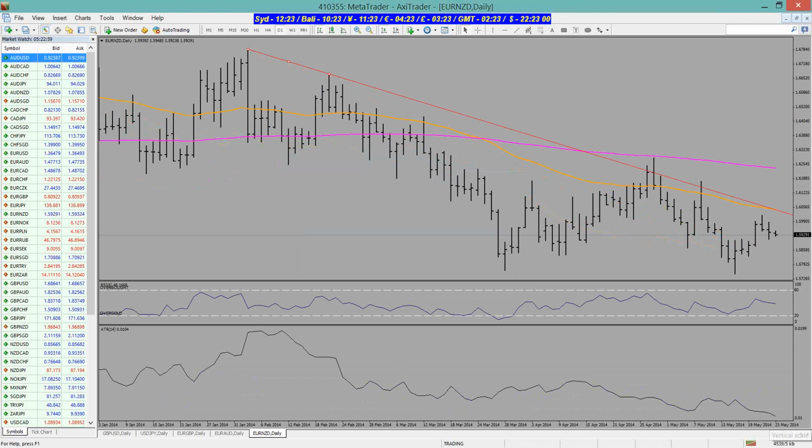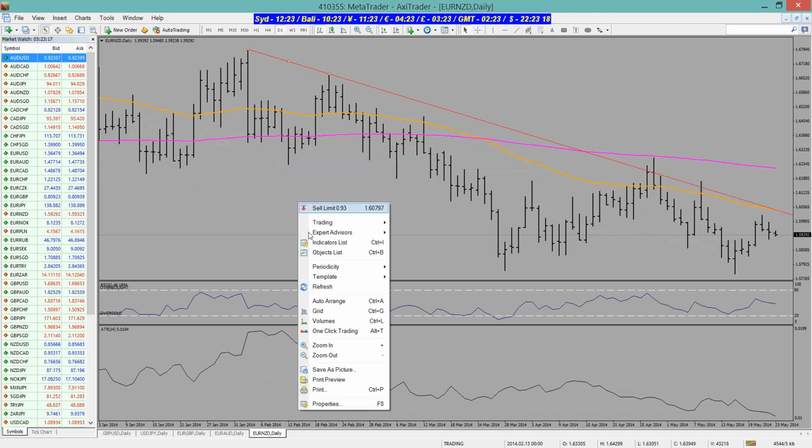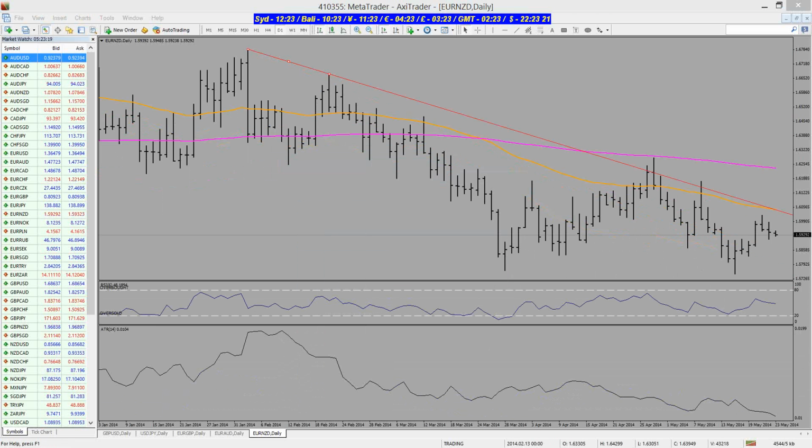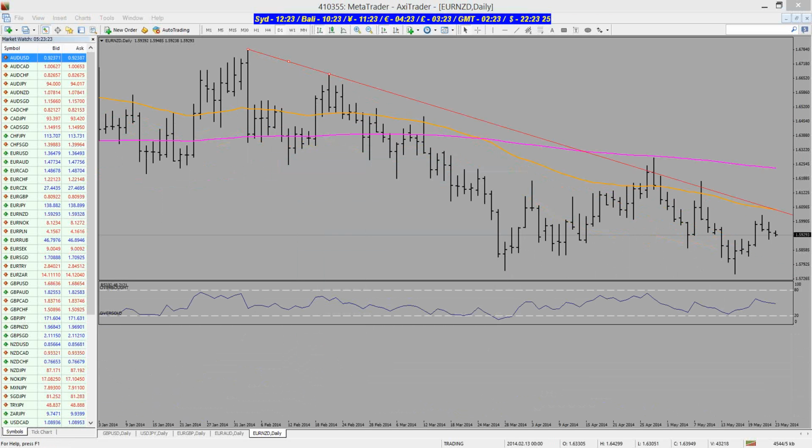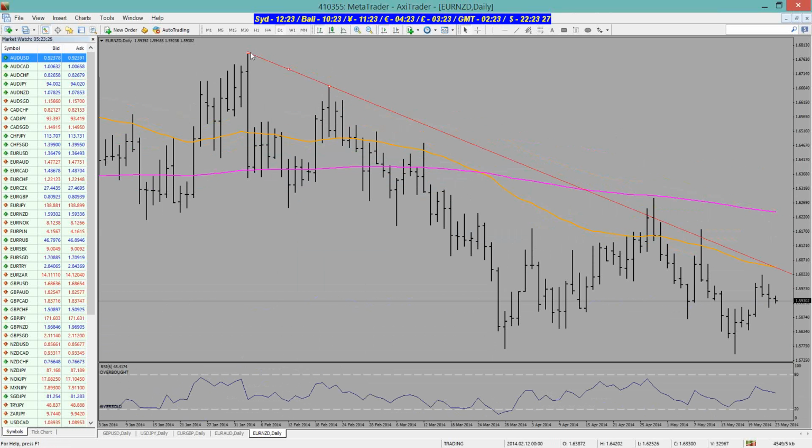What have we got? ATR not down that far. Yeah, 100 pips a day on average. Back here it was doing what? 190 pips, almost 200 pips on average. Okay, so that's good analysis.